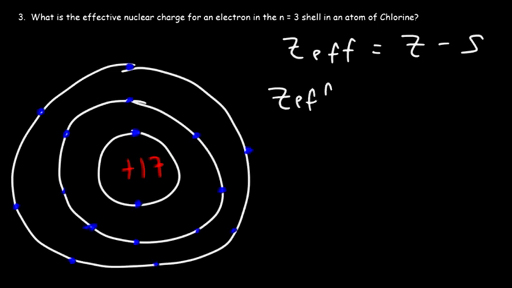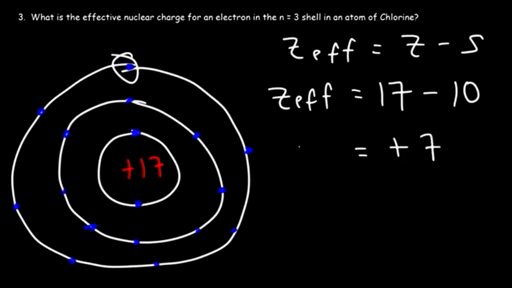So now let's finish this problem. So we have an atomic number of 17, and for an n equals 3 electron, we see that there's 10 inner shell electrons. 2 in the first, 8 in the second. So the effective nuclear charge is plus 7. And notice that this is equal to the number of valence electrons in a chlorine atom. When dealing with representative elements in, let's say, groups 1, 2, or 3 to 8, if you're looking for the effective nuclear charge of a valence electron, it's the same as the group number.